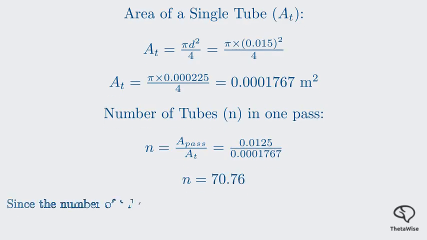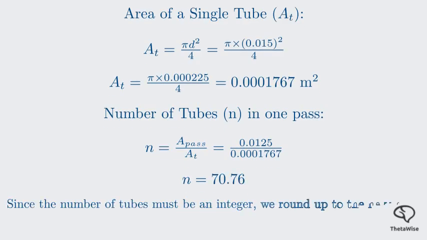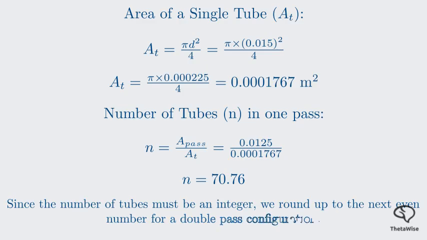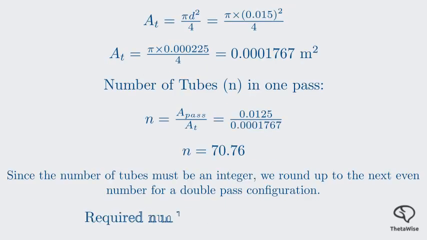Since the number of tubes must be an integer, we round up to the next even number for a double pass configuration. Required number of cooling tubes equals 72.